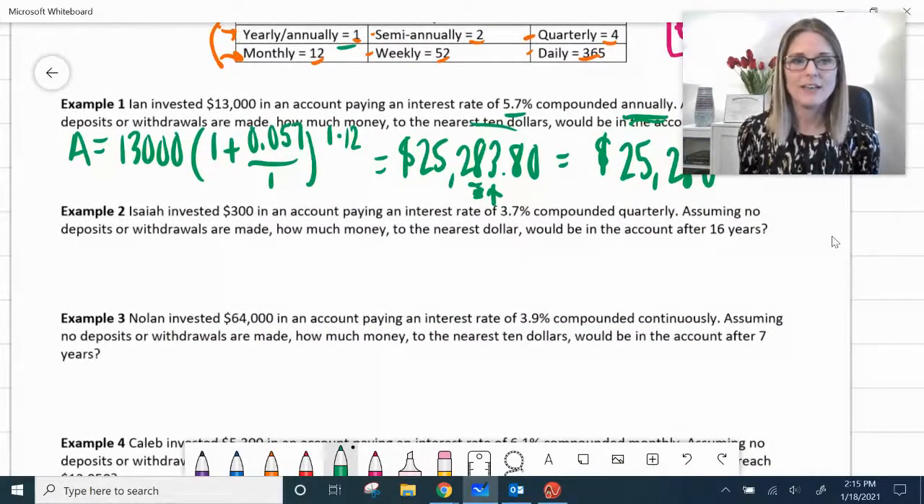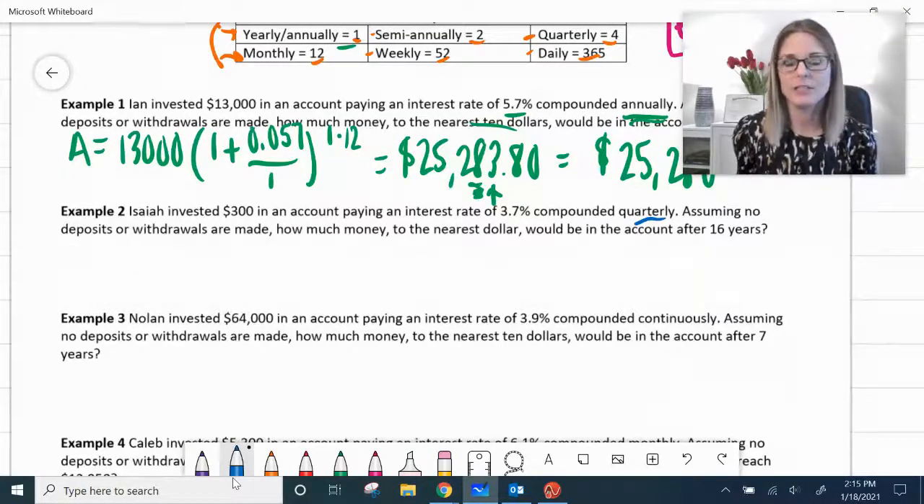Number 2, Isaiah invested $300 in an account paying an interest rate of 3.7% compounded quarterly. That's an important term. Assuming no deposits or withdrawals are made, how much money to the nearest dollar would be in the account after 16 years? All right. Do you see the word continuously? No. So same formula as before.